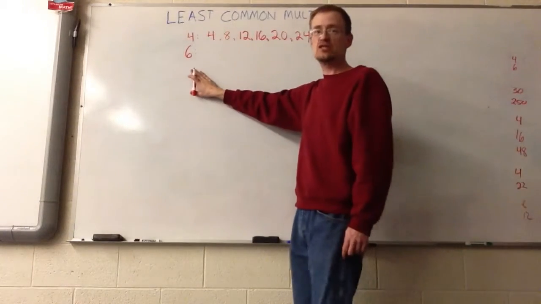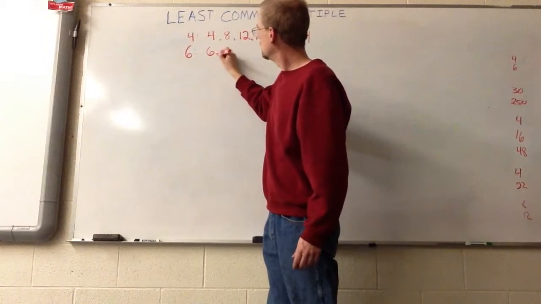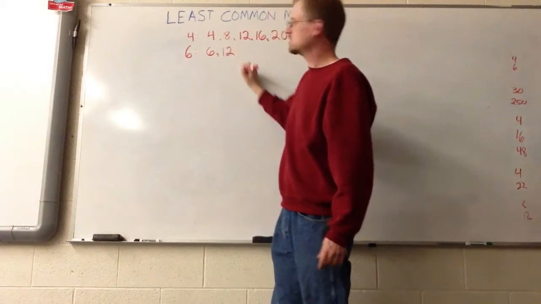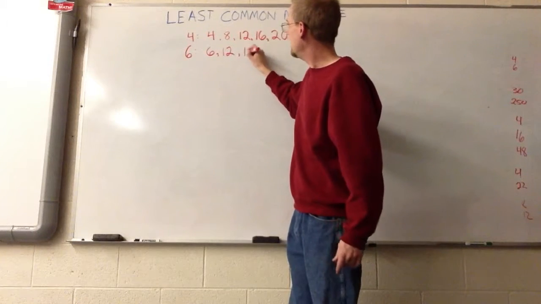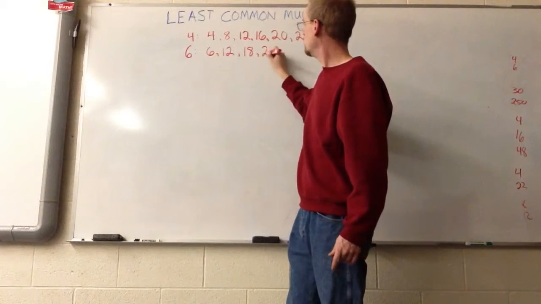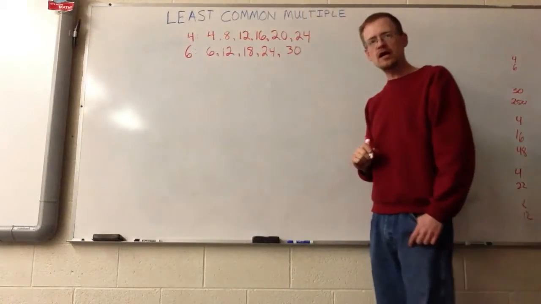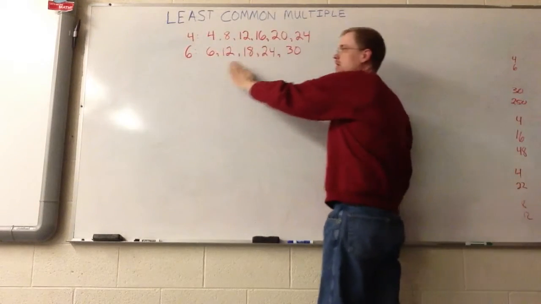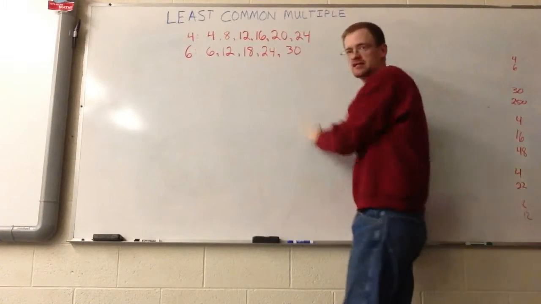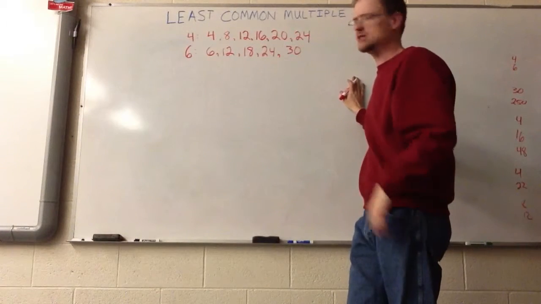We start with 6, doing the multiples. 6 times 1 is 6. And 6 times 2 is 12. We keep going. So we'd have 18, 24, 30. That'll be enough. Okay. These are our multiples of 4. These are our multiples of 6. Okay? We could, on some numbers, have to go a long ways, but this is a pretty easy one.